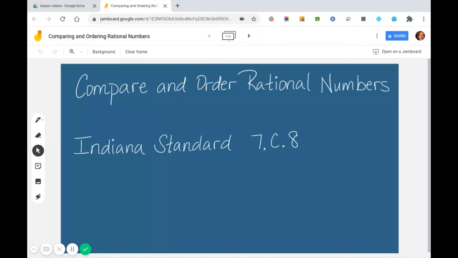In this video, we are going to talk about comparing and ordering rational numbers, so fractions and decimals.